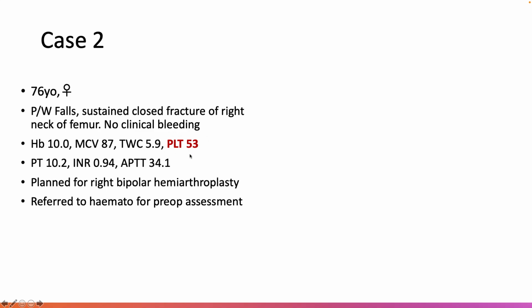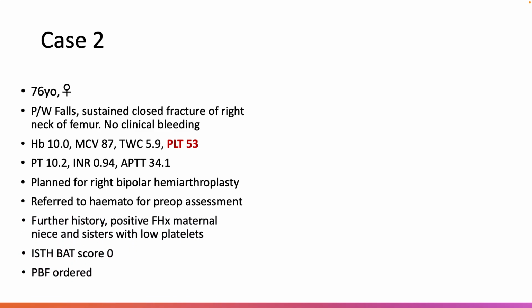So if you are the one that sees this patient, of course you need to take history. So when we take further history, the family history seems interesting. The maternal niece and also sister also have low platelets but never had any serious bleeding in the past and are not really under any proper follow-up. When we examine the patient, there are no palpable lymph nodes, there's no hepatosplenomegaly. When you assess the patient, the ISTH bleeding score is actually 0.